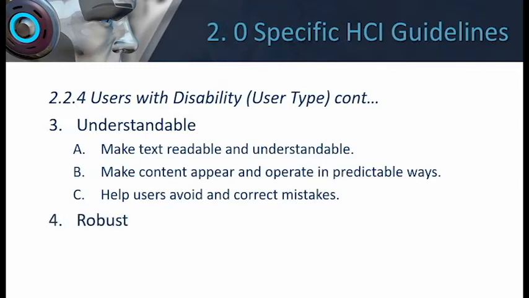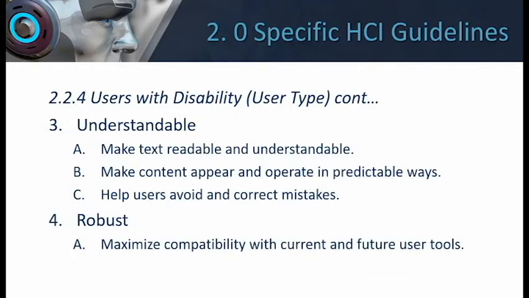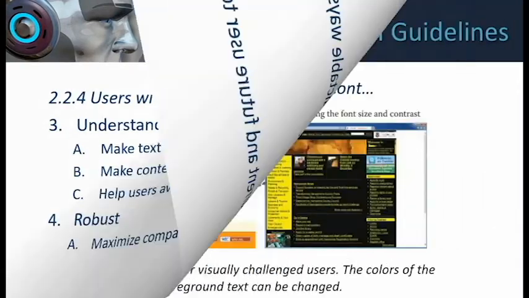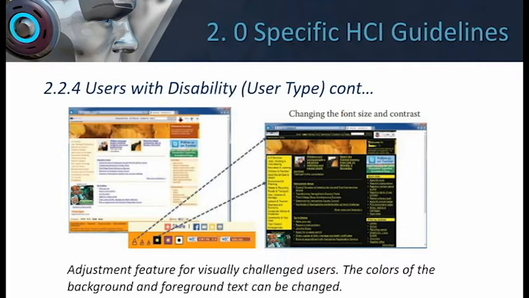Then last is robust, meaning strong, strong imong powerful ba imong interface. So maximize compatibility with current and future user tools. So yeah, those are the guidelines for making interfaces for disabled users. Here we have an example.